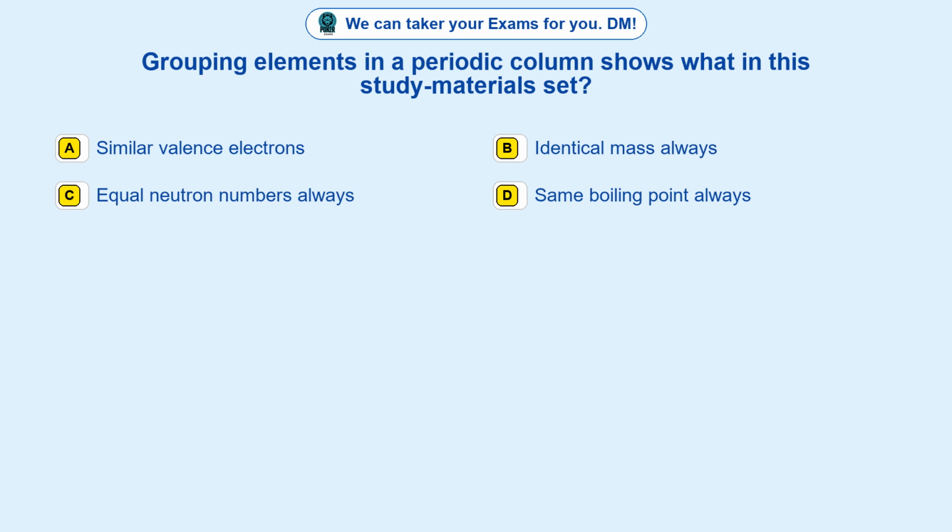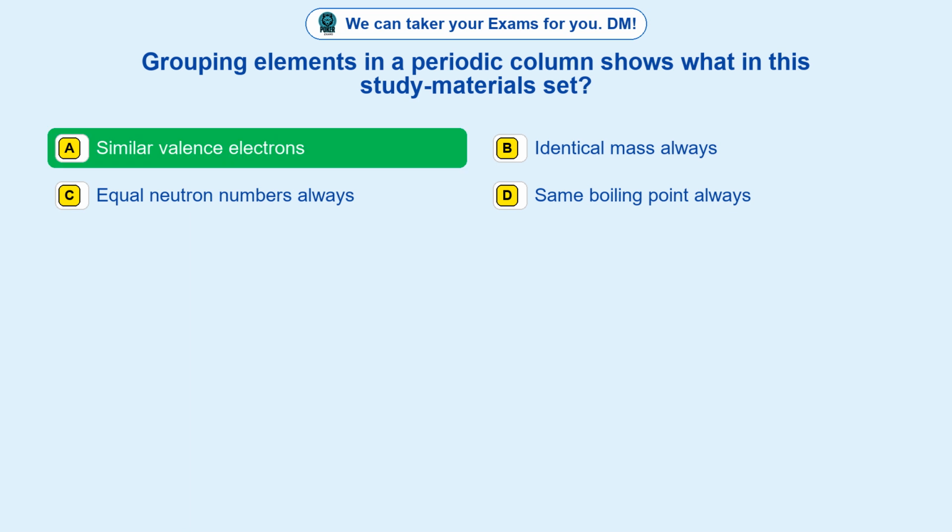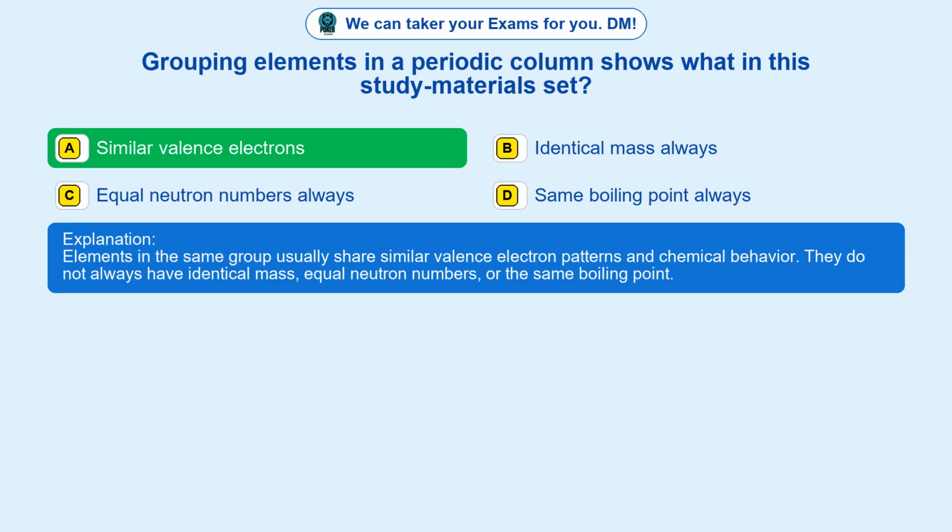Question 40. Grouping elements in a periodic column shows what in this study material set? Option A, similar valence electrons. Option B, identical mass always. Option C, equal neutron numbers always. Option D, same boiling point always. The correct answer is option A, similar valence electrons. Elements in the same group usually share similar valence electron patterns and chemical behavior. They do not always have identical mass, equal neutron numbers, or the same boiling point.